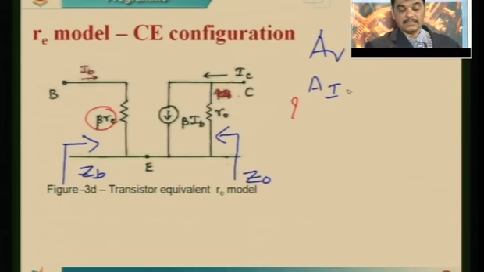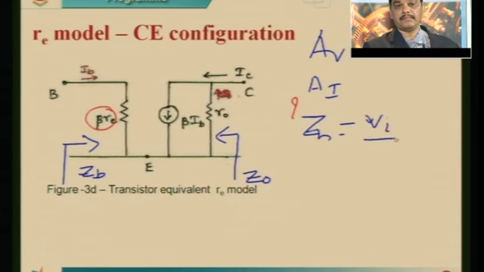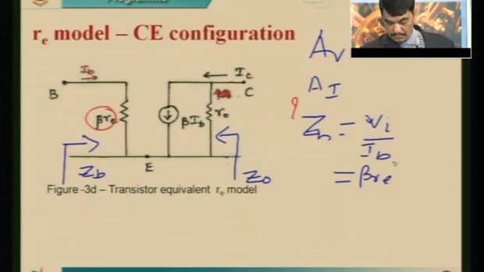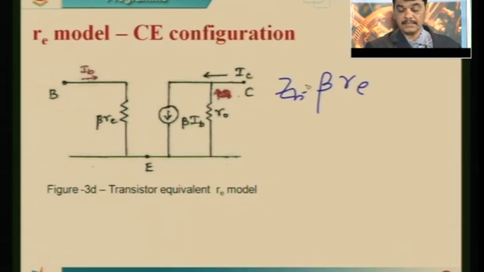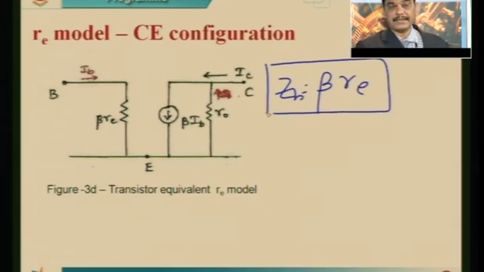For this circuit, we can easily determine the input impedance by applying KVL. ZB is equal to Vi by IB. When you look into this diagram, you get beta times RE. This is one important equation.